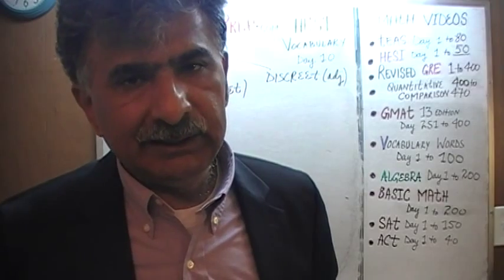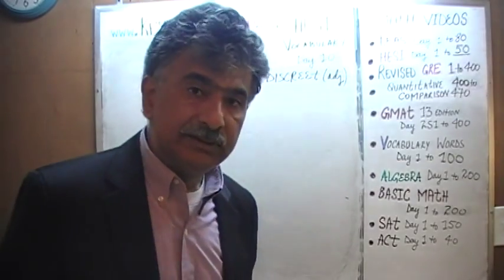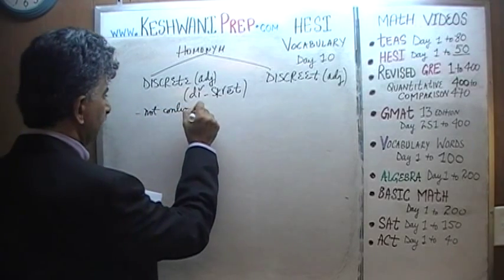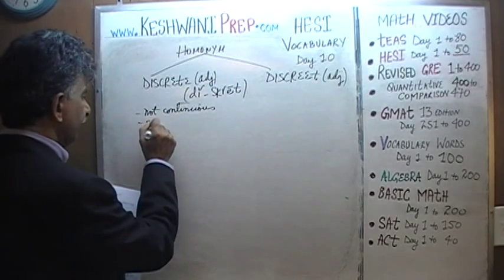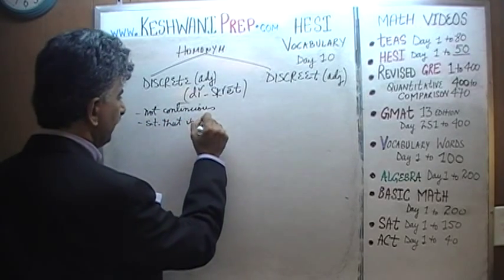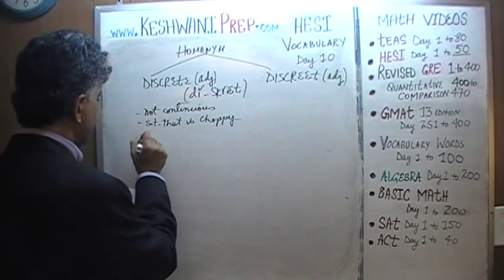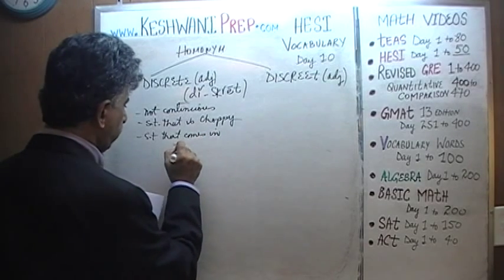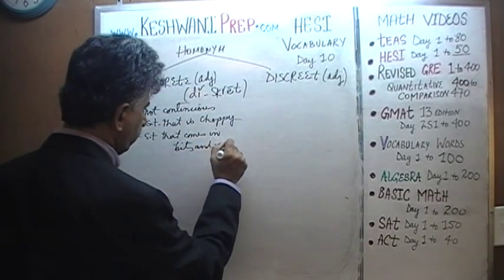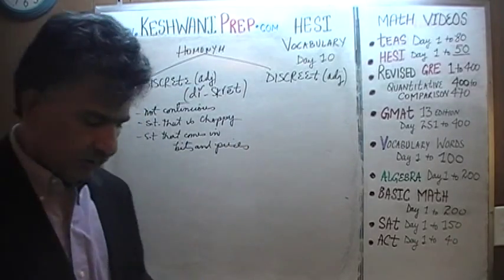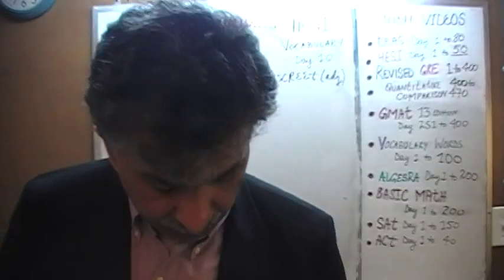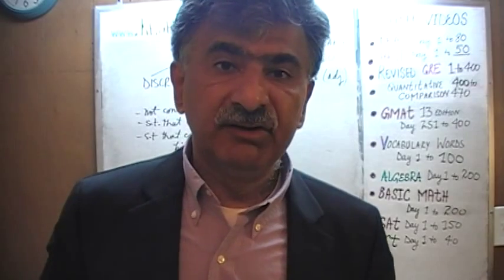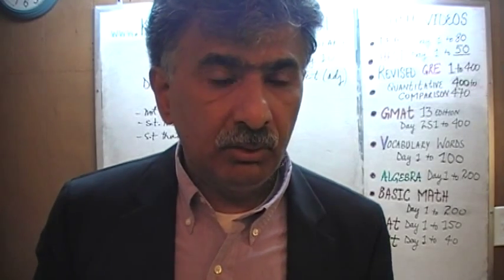When it's spelled with R-E-T-E, discrete simply means something that is not continuous. Something that is choppy, if you like. Something that comes in bits and pieces. It's a term that you will come across in a mathematics textbook. Mathematicians talk about a function being a continuous function or a discrete function.